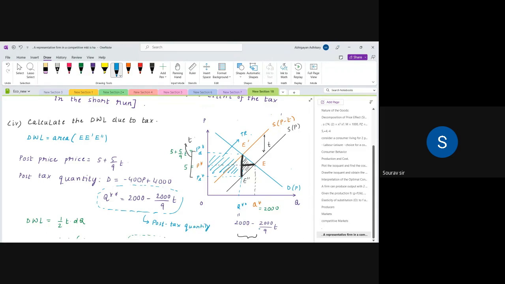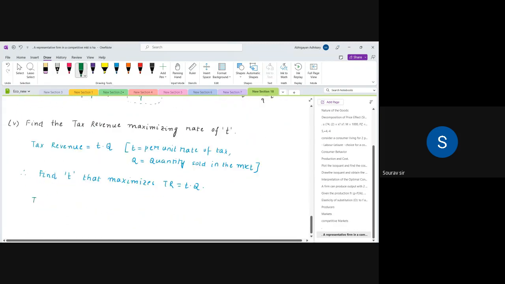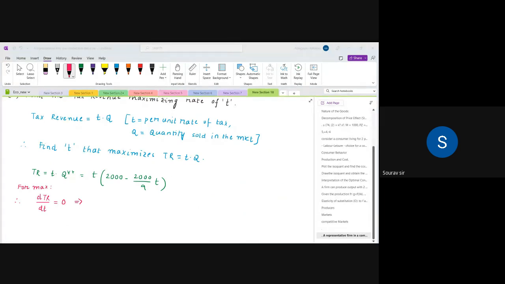So this is the output that is getting transacted in the market. So tax revenue would be T times Q double star, which would be T times (2000 minus 2000 by 90 T). Correct? And this is the expression that you want to maximize. So for maximization, what will you do? You will differentiate the tax revenue with respect to small t and set it equal to 0. Can anyone do this differentiation and tell me what you are getting?